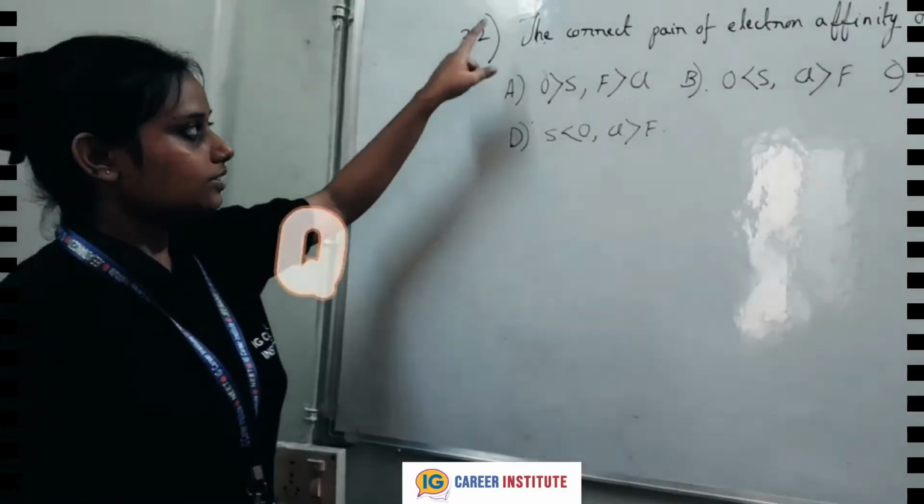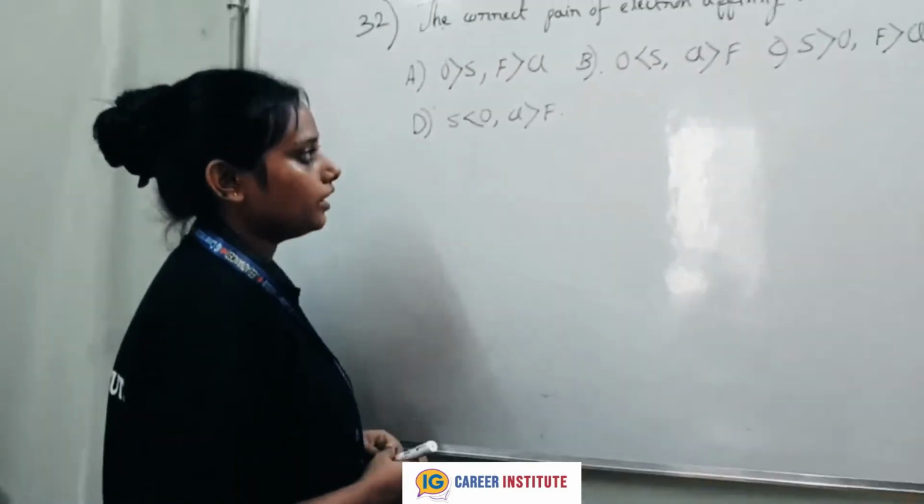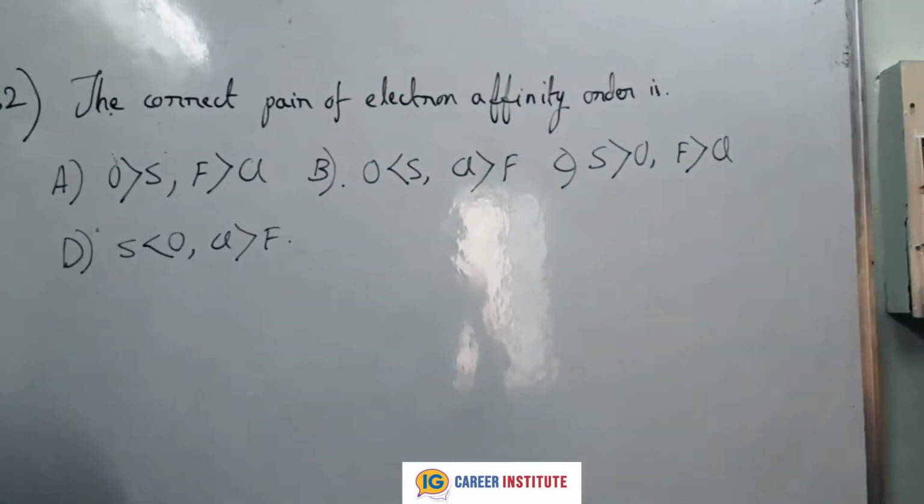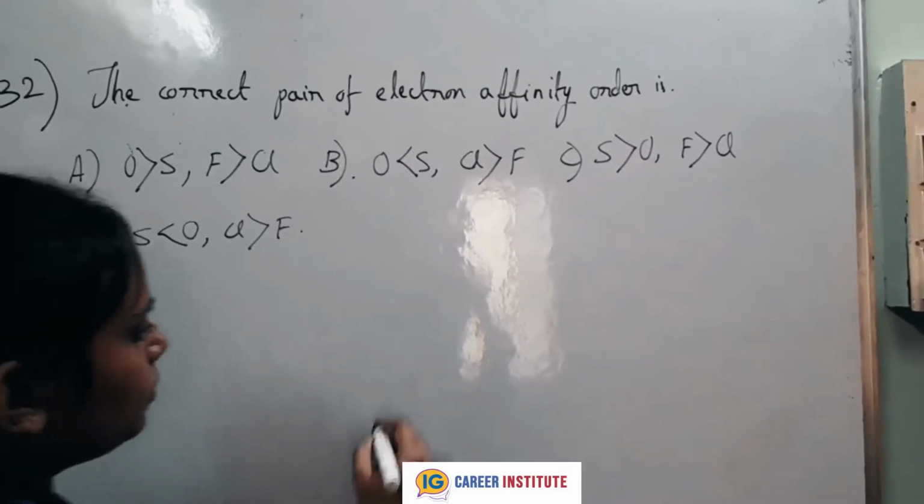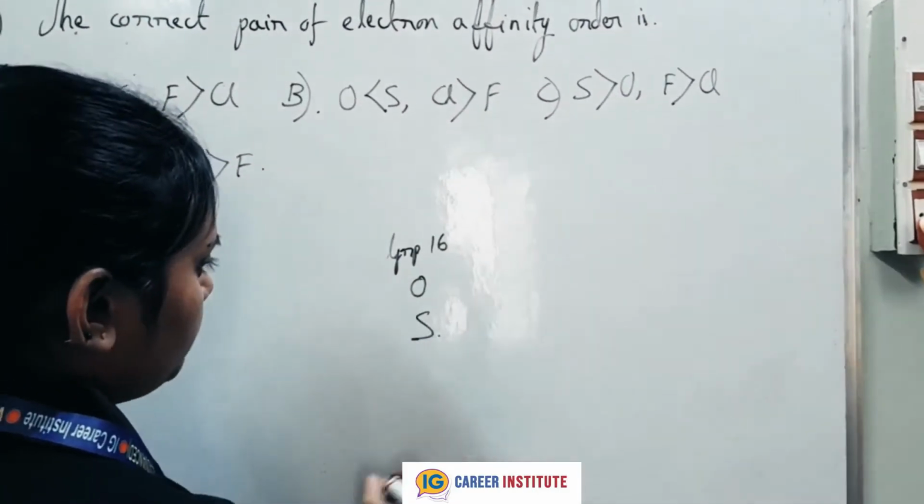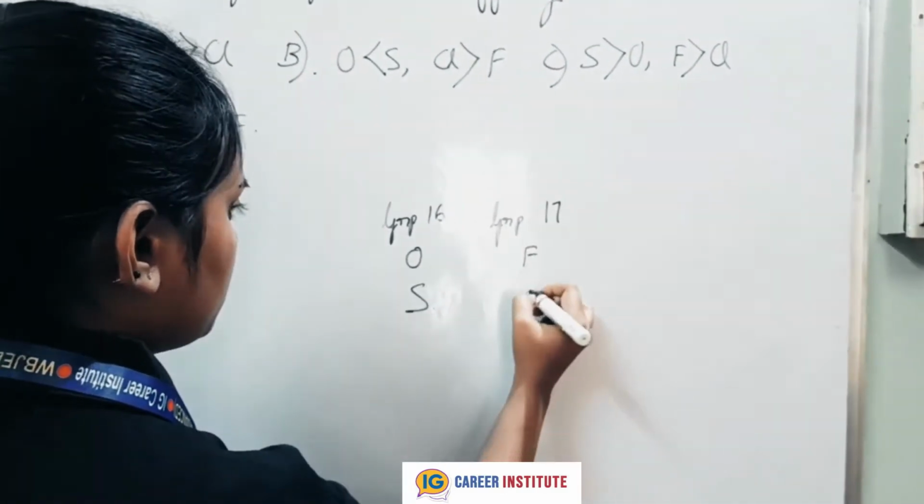So the 32nd question is: the correct pair of electron affinity order is. So we have to find out the correct pair. Here the elements that we have to deal with are oxygen, sulfur, fluorine and chlorine. In group 16 oxygen and sulfur come up, and in group 17 we find fluorine and chlorine.